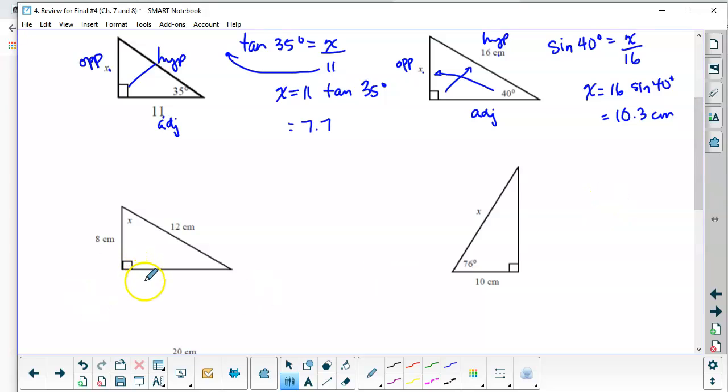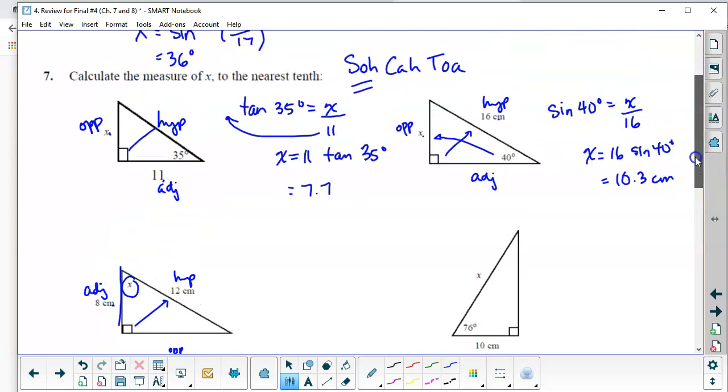Okay. Next one, we want to find an angle. What are our sides? This would be the hypotenuse. It's opposite the 90 degrees. This is touching that angle, so that's adjacent. And this would be opposite. But we are given the adjacent and the hypotenuse. So that is cosine. So cosine of x is adjacent over hypotenuse.